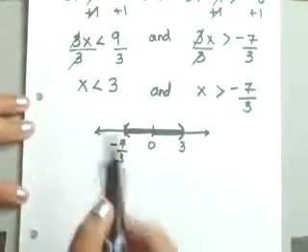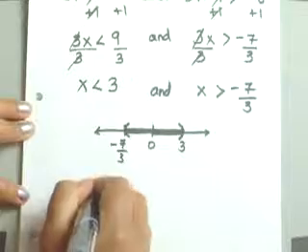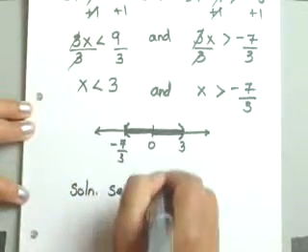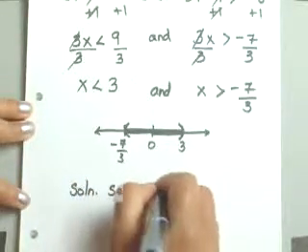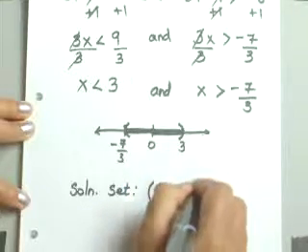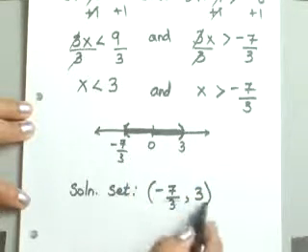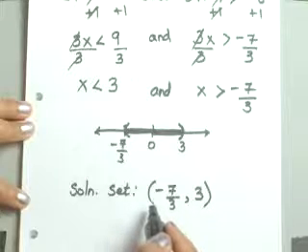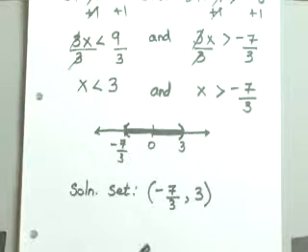So as a solution set, your answer will be negative 7/3 and 3. And again, you can see I am using parentheses to show that we are not including the endpoints in our solution set.